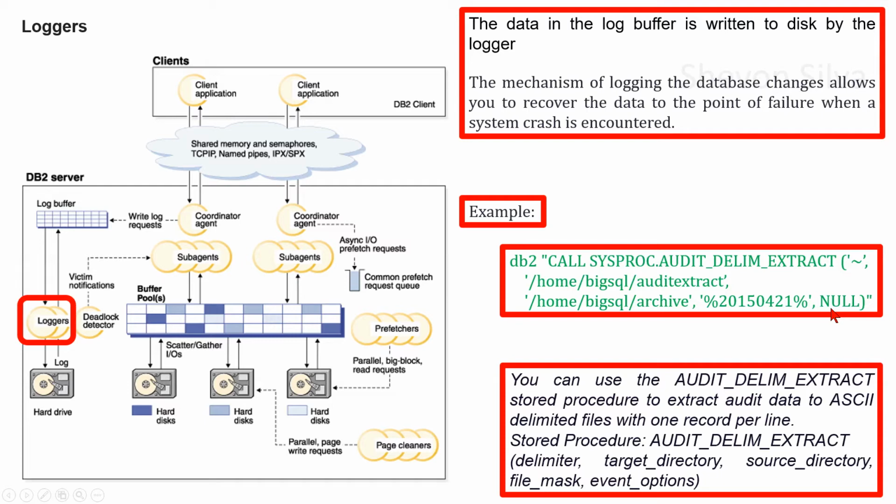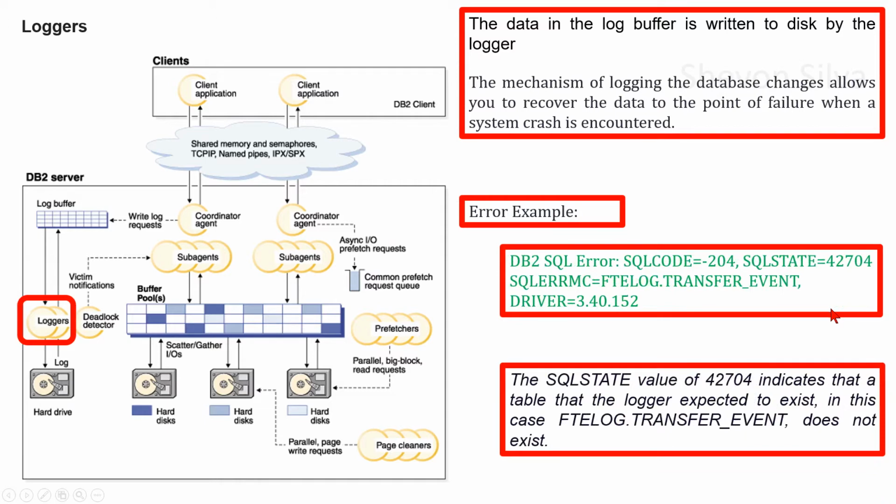You can use the audit_delim_extract stored procedure to extract audit data to ASCII delimited files with one record per line. The stored procedure format is audit_delim_extract delimiter, target directory, source directory, file mask, and event options.